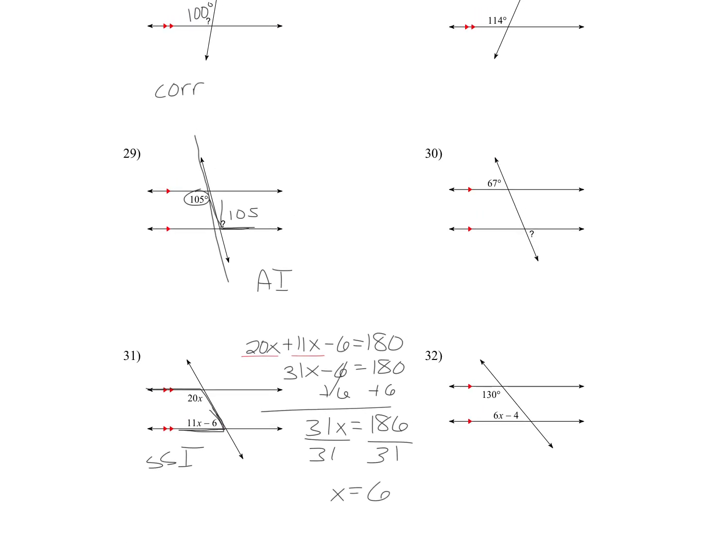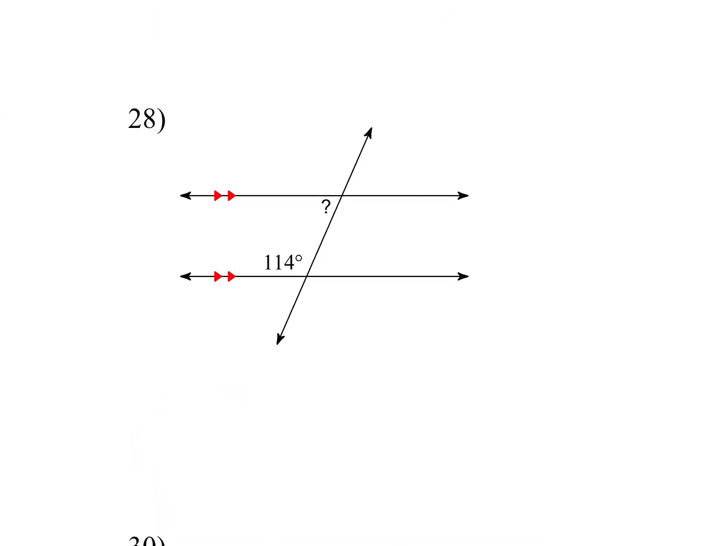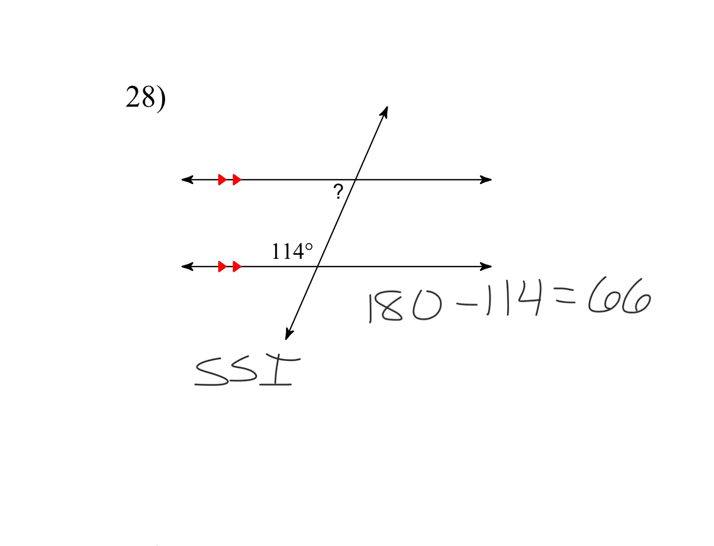I want to back up a little bit to find another example. Look at 28 quick. What's the relationship there? Same side interior. Now, we just talked about those. What do those two angles add up to equal? 180. So how do we find the missing side? 114 from the main. Yep, 180 minus 114 to give you 66.